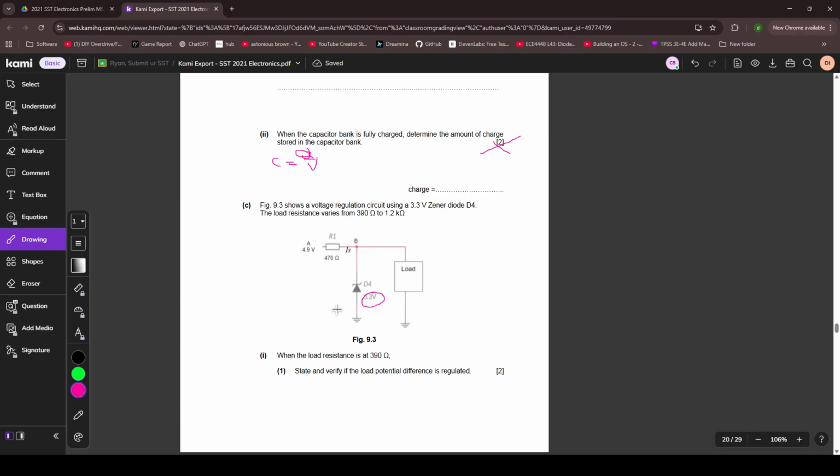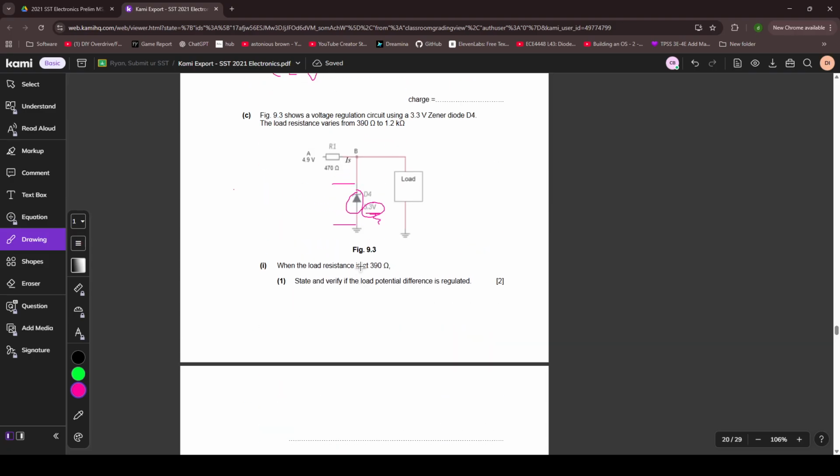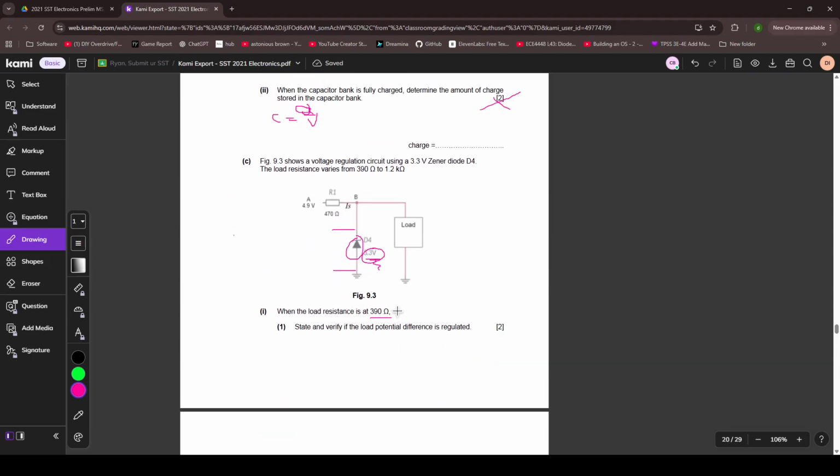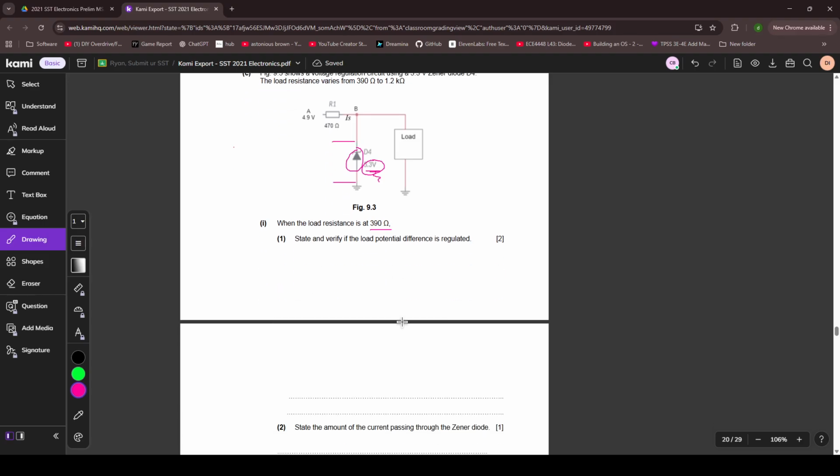Basically, I have a video on Zener diodes, but the point of a Zener diode, in reverse bias, is that if the voltage across it is higher than its breakdown voltage, which is 3.3 volts, then it will clamp the voltage across it to 3.3 volts. And when it does this clamping, it regulates the voltage. So what they're asking is, when it's 390, is the voltage higher than 3.3 volts? Because if so, the voltage will be regulated.